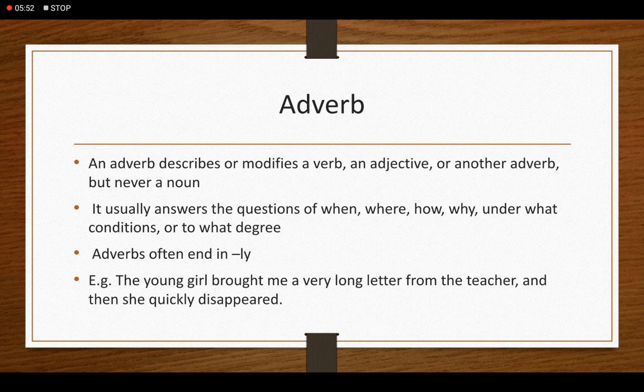Next comes the adverb. An adverb describes or modifies a verb, adjective, or another adverb, but it never modifies a noun. Often the words which are adverbs end with ly, but that is not true for all cases.